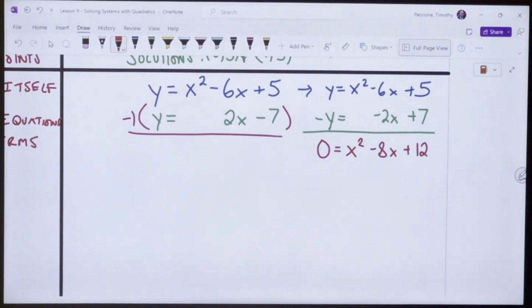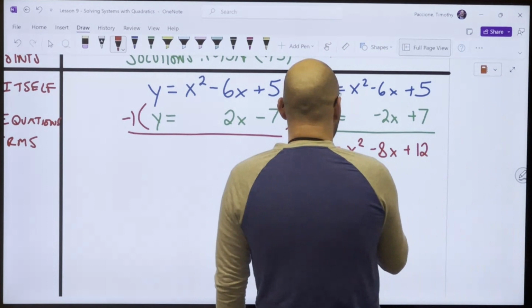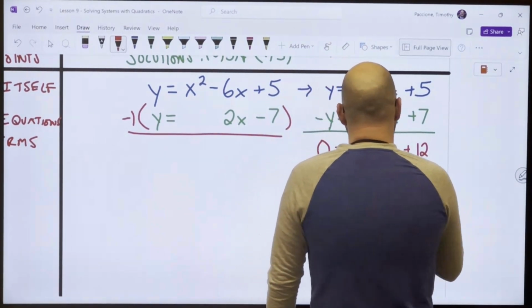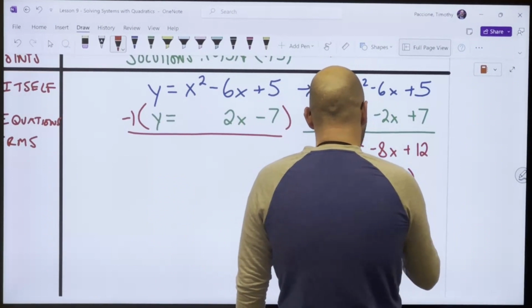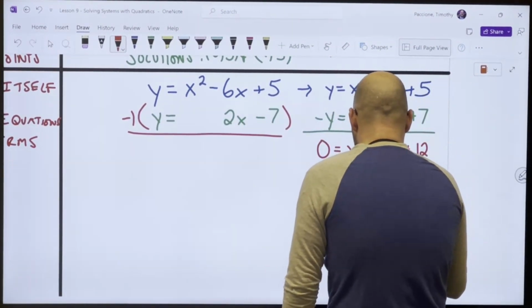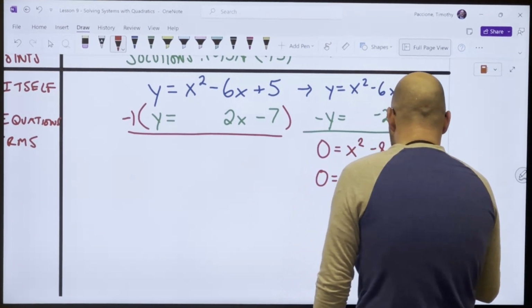Does that look familiar? Same equation we got up above. So we already did this, but you would say 0 equals (x minus 6)(x minus 2). Solve for your x. You don't have to write this down again. You can just write same as above. So at some point it becomes the same.